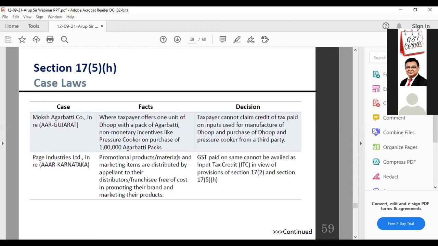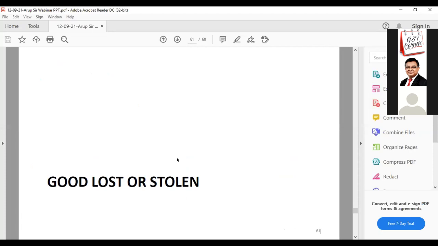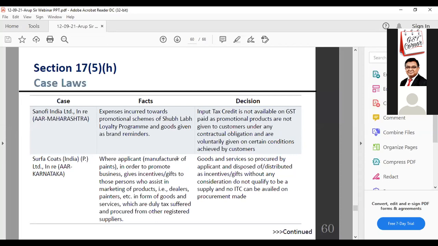Similar views have been taken in Sanofi India by the AAR Maharashtra and also in Surfa Coats. Sanofi again is a matter of scheme. So in Sanofi India, there was a scheme going on, and if you achieve that target, you get a point, and then later on you can redeem that point and take the goods or services that were available there.